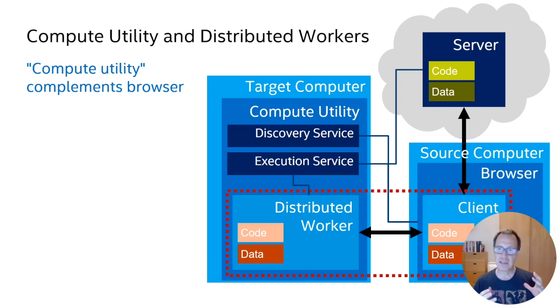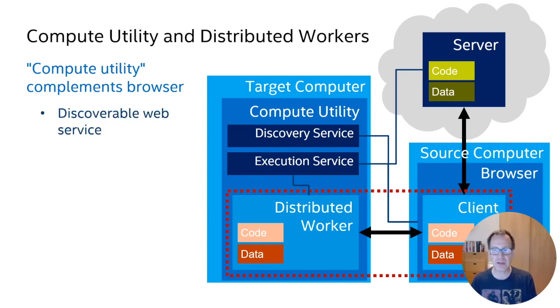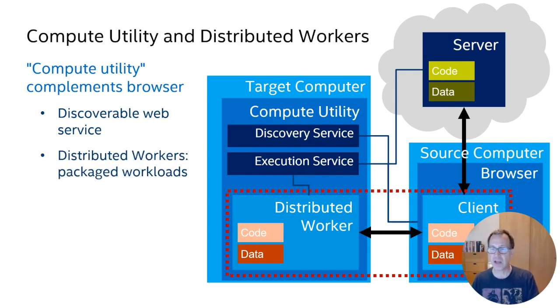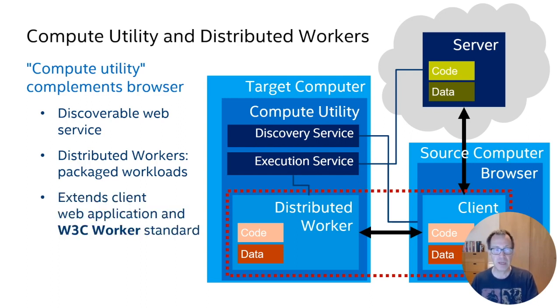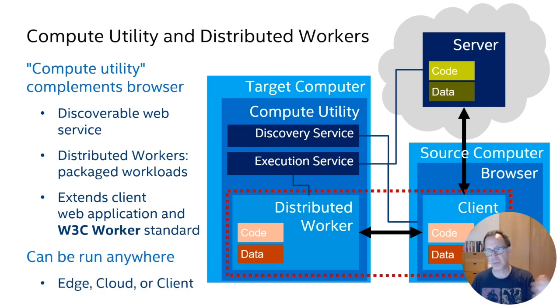So the target computer and the compute utility running on it, which is a service, would complement the browser. And discovery and execution are supported by essentially RESTful APIs that the browser can talk to. So we want essentially a discoverable web service for the compute utility. We want to have a way to package a workload for a worker. And we want to extend the worker standard. And we also want to support being able to run these services anywhere. So the discovery mechanism shouldn't be tied to running in MEC or something. It should be something that is extensible.